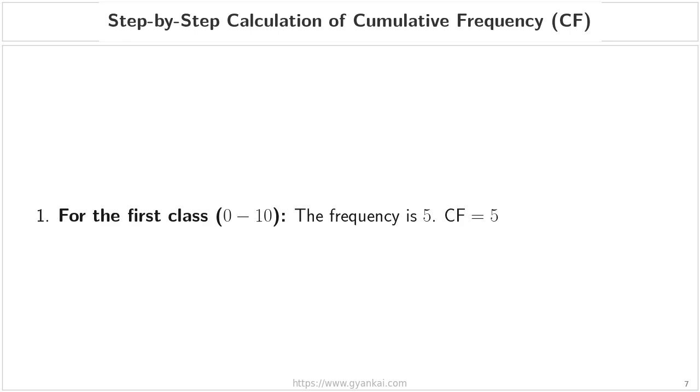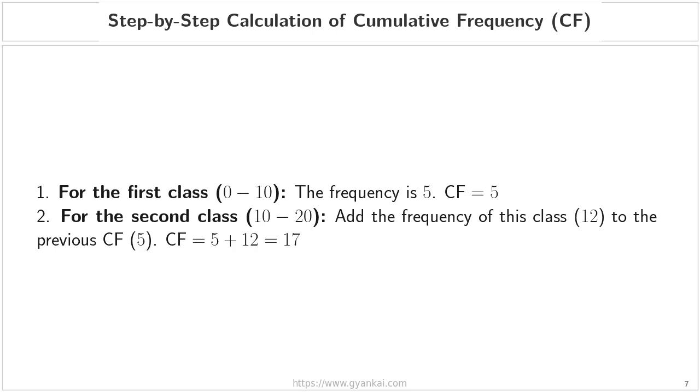Step-by-step calculation of cumulative frequency, CF. First, let's look at the first class interval, which is 0 to 10. Since there are no previous classes to account for, the cumulative frequency is simply the same as its frequency, which is 5. So, our cumulative frequency starts at 5. Moving on to the second class, 10 to 20, we take that previous cumulative frequency of 5 and add the frequency of this current class, which is 12. When we add 5 plus 12, we get 17.